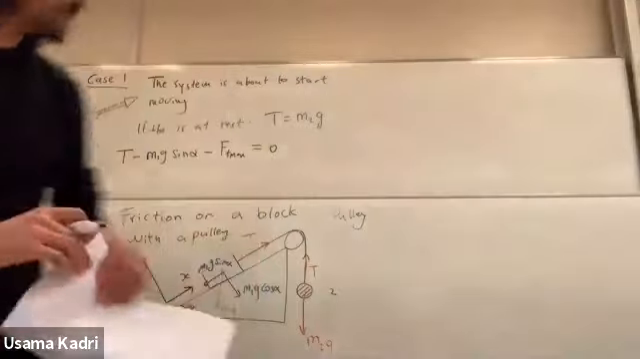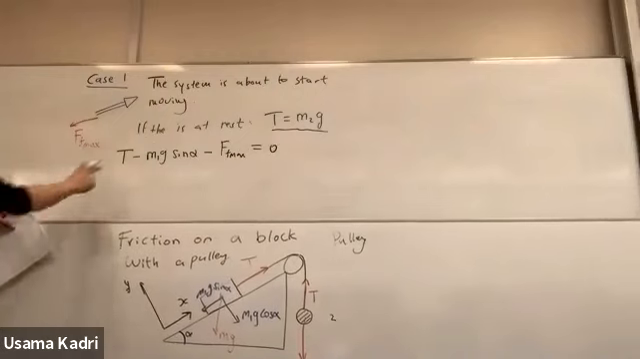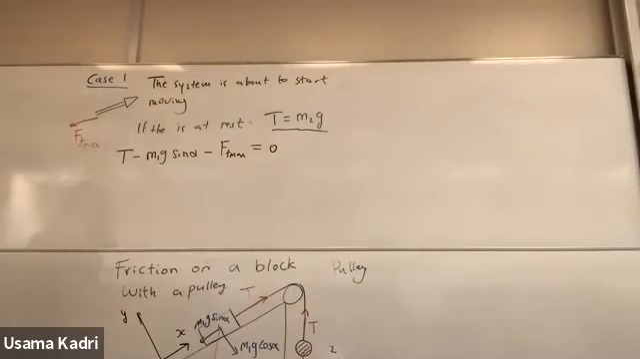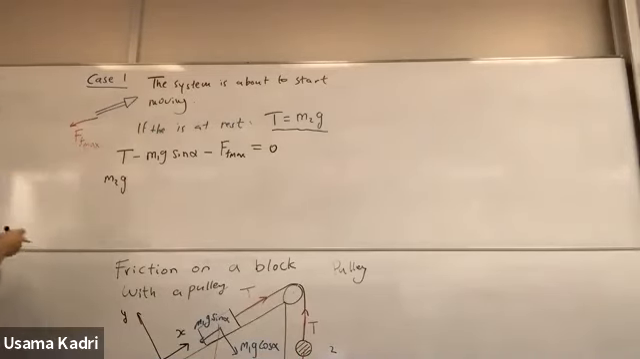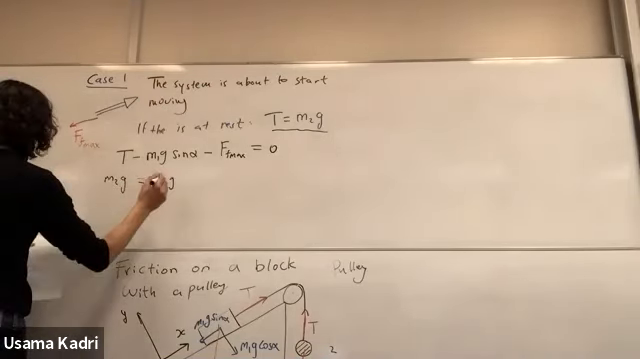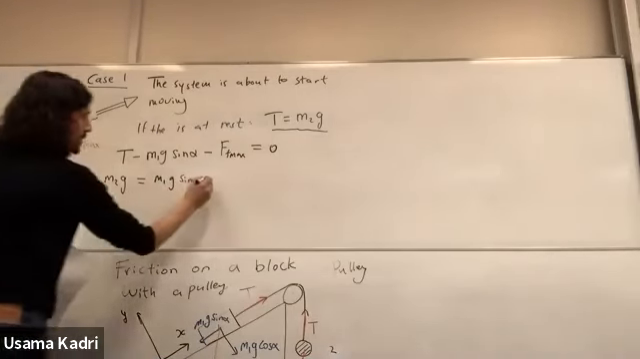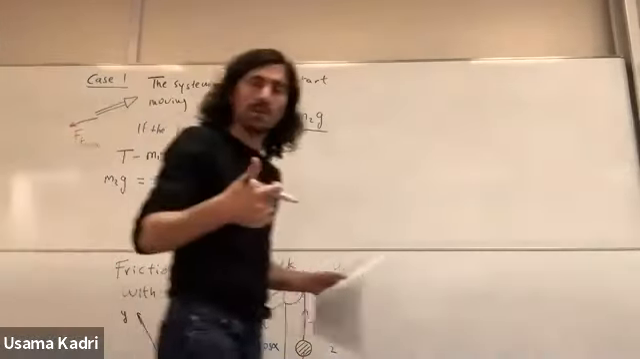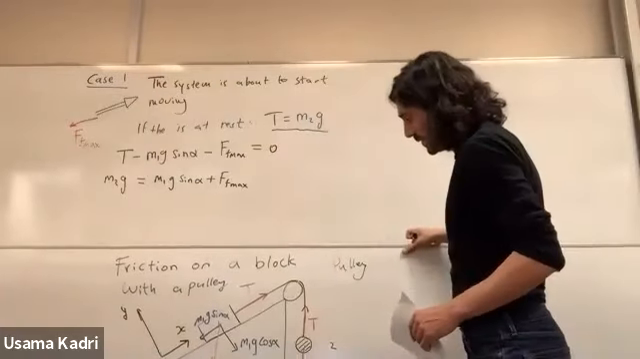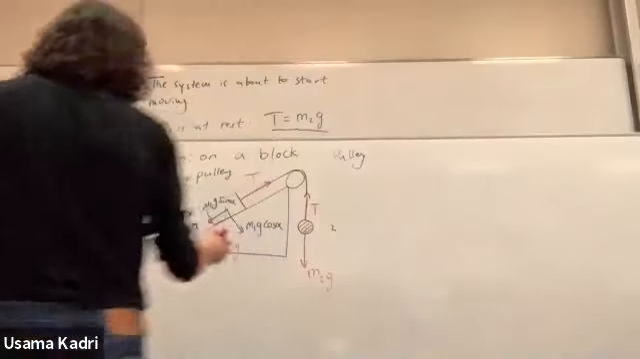In this case, we know that T equals m2g, so I can write it here: m2g. I can bring everything to the other side, and it equals m1g sine alpha plus FF max. What is FF max? If you know µs, you know N. I didn't put all the forces here, right? We have N here.